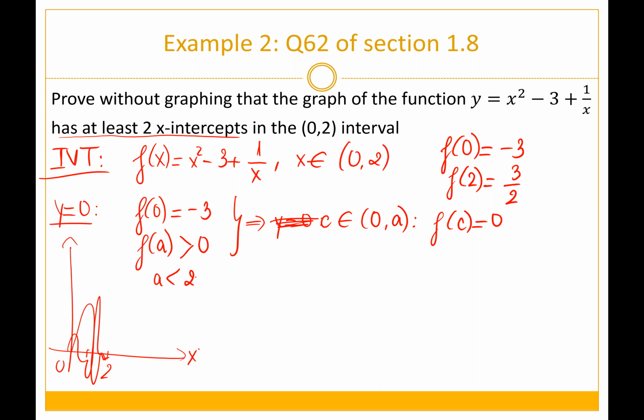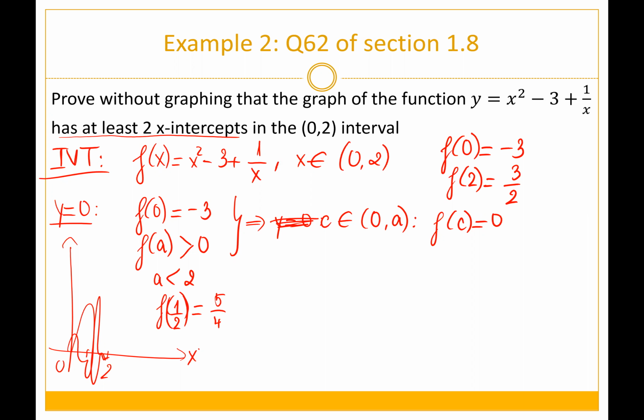So in this case, what I found is f of 1/2 is 5/4, which is the best value of a that I can calculate in my head, because I don't have a calculator with me at the time. So I can put this a as 1/2.